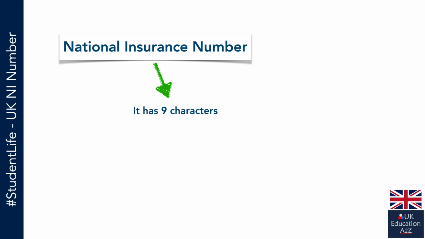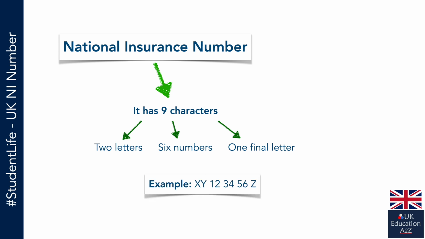What does a national insurance number look like? It has 9 characters: 2 letters, 6 numbers, and 1 final letter. And this is what it looks like. It has 2 letters at the beginning, then 6 numbers, and then followed by 1 final letter.